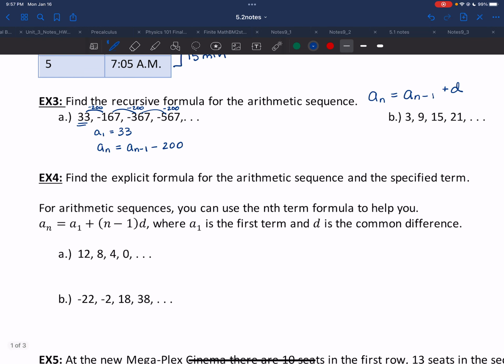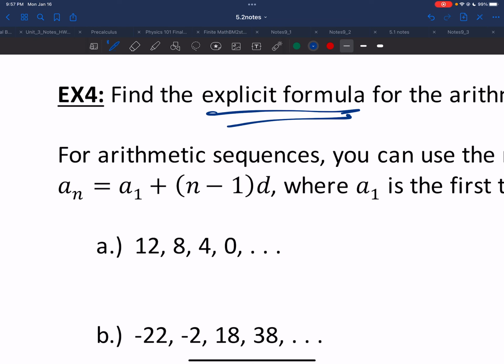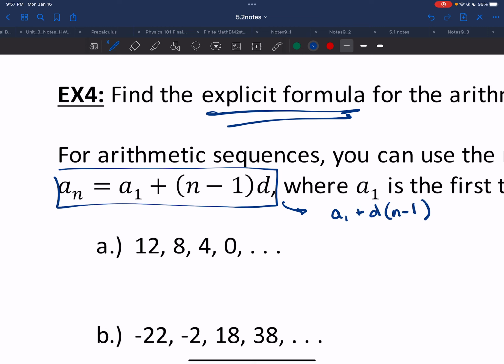All right, let's go ahead and take a look at example 4. We want the explicit formula. Well, we have a specific one here. Sometimes you'll also see this as a_1 plus d times n minus 1. It doesn't matter which way you do it. You'll see it different ways depending on what book you're looking in. And when we get the equation, we're going to take that d and distribute it across n minus 1. So let's go ahead and do an example so you can see what I mean.